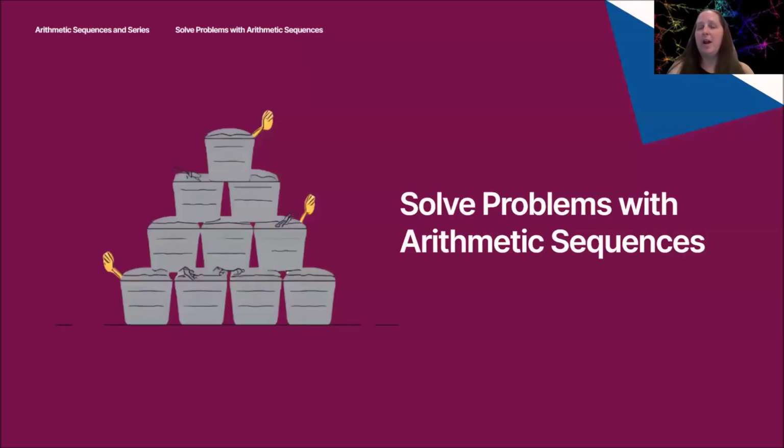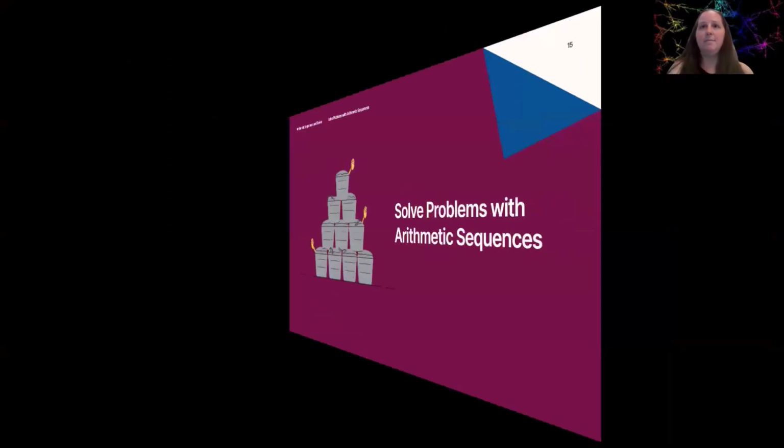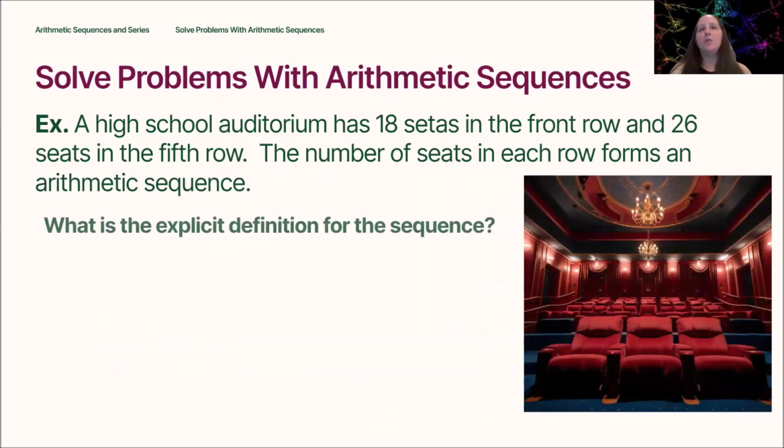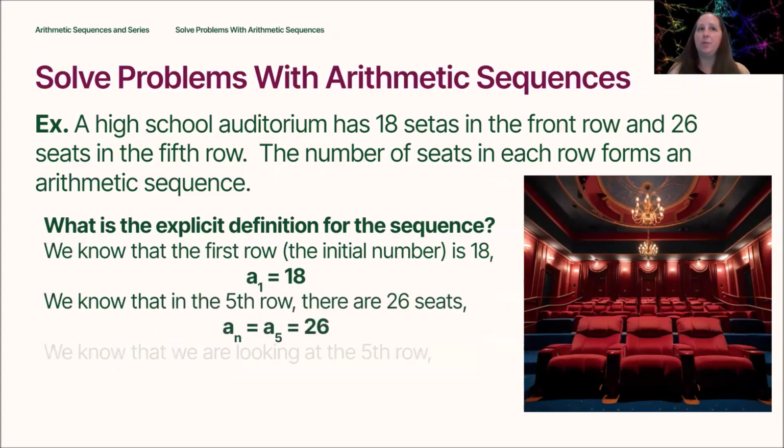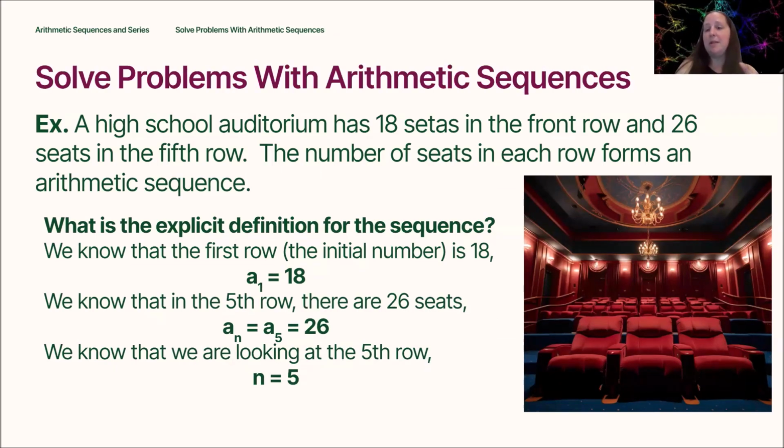Solve problems with arithmetic sequences. Okay. A high school auditorium has 18 seats in the front row and 26 seats in the fifth row. The number of seats in each row forms an arithmetic sequence. What is the explicit definition for the sequence? So they told us in the original problem that there are 18 seats in the first row. That's my a sub 1 value. That's the first term in my arithmetic sequence.